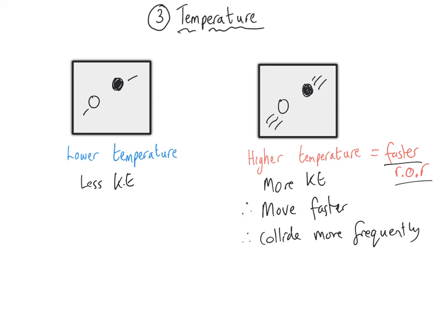And now, not only do particles collide more frequently, they also collide with more energy because they're moving faster. And that, again, is the second reason in collision theory for particles having a faster rate of reaction. So we've got them moving faster, so they're colliding more frequently and they're colliding with more energy.